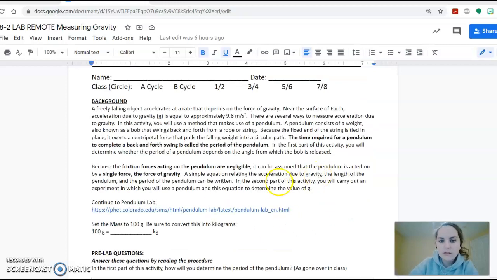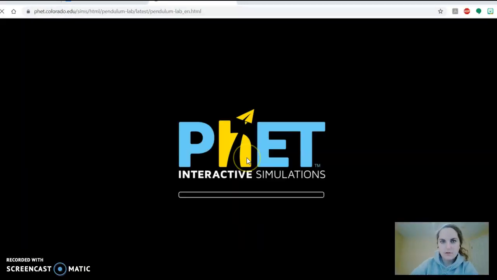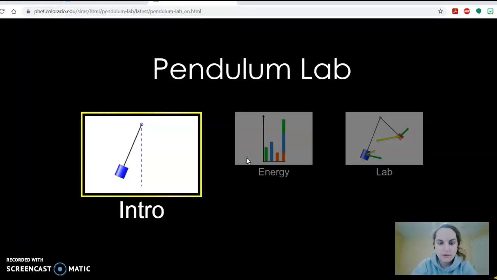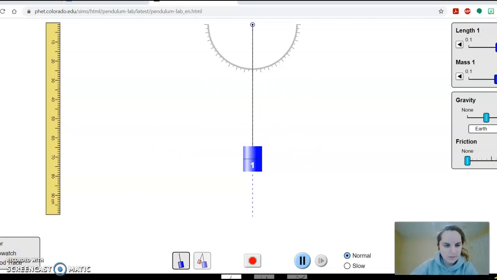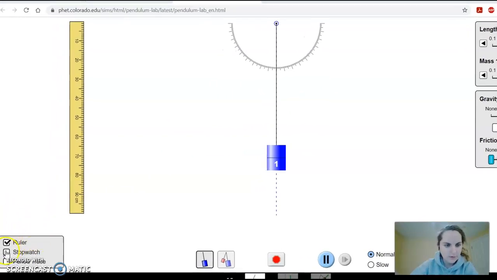Okay, so you can read the background if you really want to. It might help you later on with the conclusion questions, so I suggest going back and reading this. But you can now click on the simulation. Okay, so it's a PhET simulator. You're going to go to the introduction screen. And now on this introduction screen, you're going to show the stopwatch, which you can't see here, so let me move over my screen. There you go, which is that stopwatch right here.